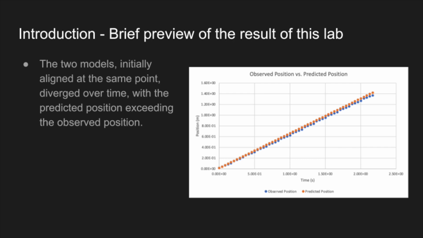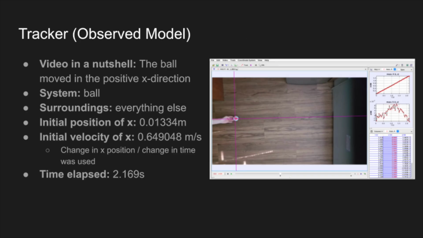So let me just go over the result of this lab. The two models initially aligned at the same point diverged over time, with the predicted position exceeding the observed position. For this experiment, I used the ball, which moved in the positive x direction. So the system is the ball, and the surroundings are basically everything other than the ball.